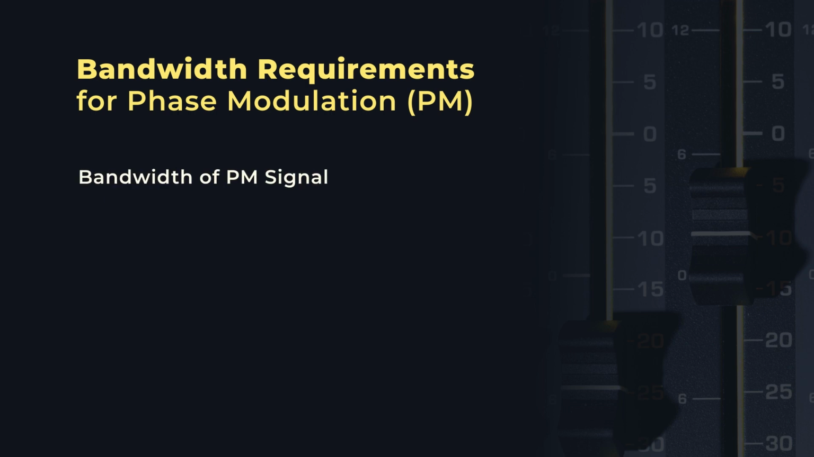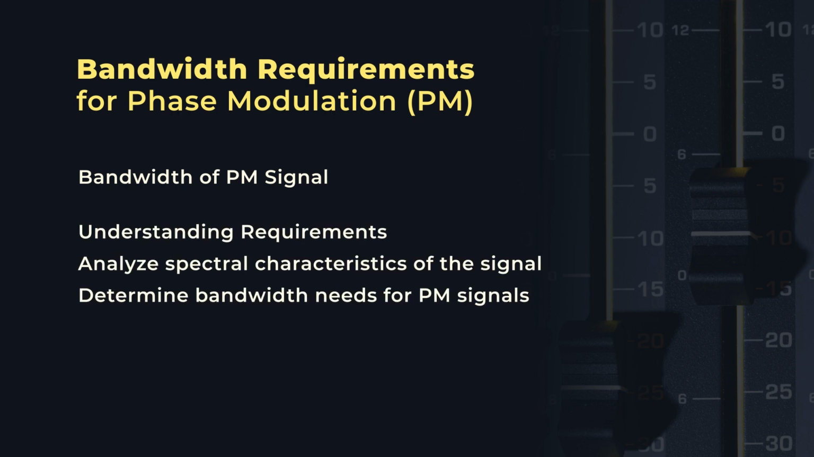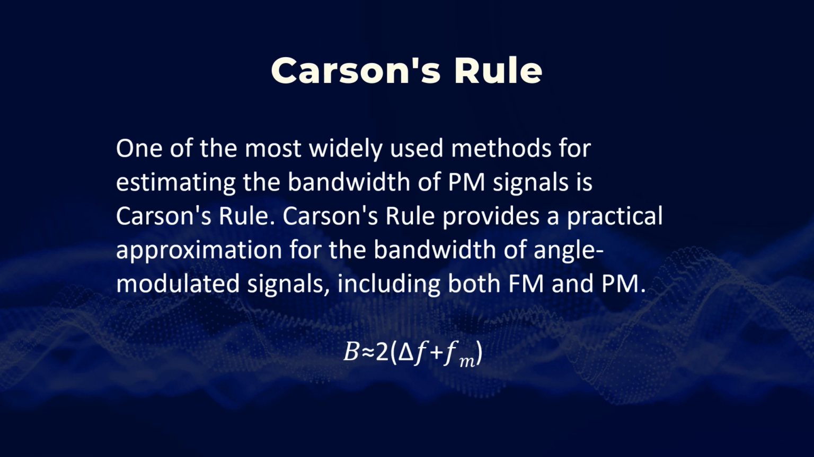The bandwidth of the PM signal is influenced by several factors, including the frequency range of the message signal, m(t), and the phase sensitivity constant, K_p. To understand the bandwidth requirement of the PM signal, we need to analyze the signal spectrum characteristics. So, in order to get a deeper understanding of bandwidth, let us go for Carson's rule. One of the most widely used methods for estimating the bandwidth of a PM signal is Carson's rule. Carson's rule provides a practical approximation for the bandwidth of angle modulated signals, including FM and PM.